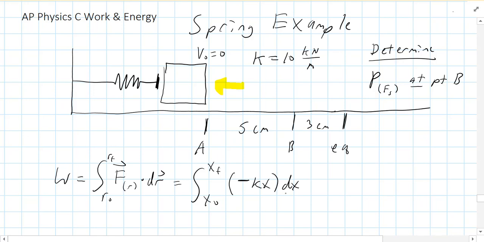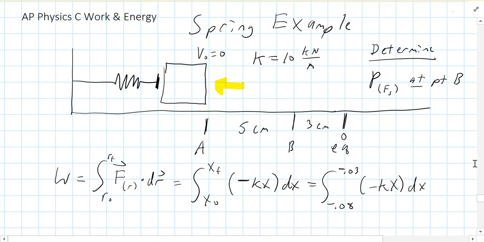Now, the limits of integration. I'm going to be very picky with sign here, but I'll show you it's not actually going to matter. If we call equilibrium 0 for the spring, I'm displaced to the left of that, so x naught would be negative 0.08 meters. I'm converting the centimeters to meters here, so 8 centimeters is 0.08 meters. And then the final is negative 0.03 meters. Then we're integrating negative kx times dx.